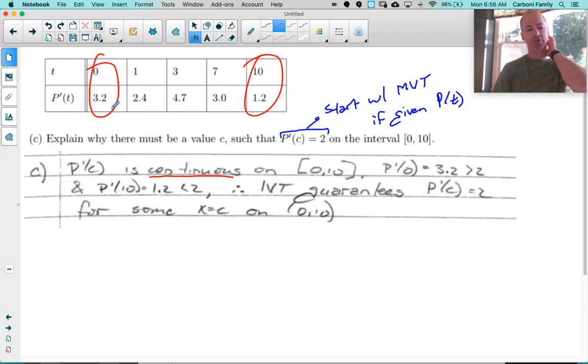And you didn't have to choose those 2 points. You could have chosen any value from 0, 1, 3, or 7 because all of those are greater than 2. 10 is the only one that is less than 2. So as long as you picked any value greater than 2 and less than 2, that will be sufficient. And you do not have to actually name the theorem. If you left out IVT guarantees and you just said, therefore, p prime equals 2, that would be fine. I kind of like to name the theorems, but you don't have to.